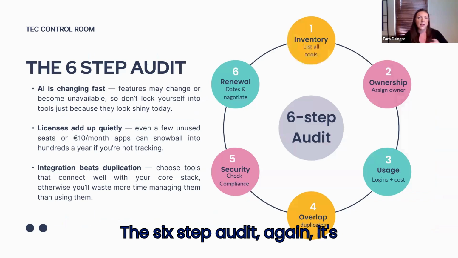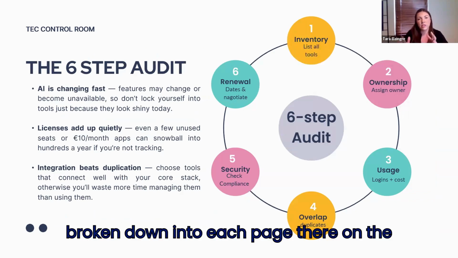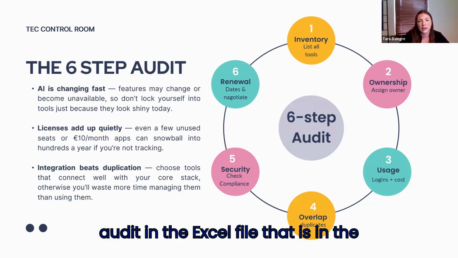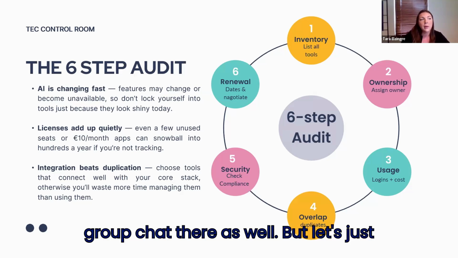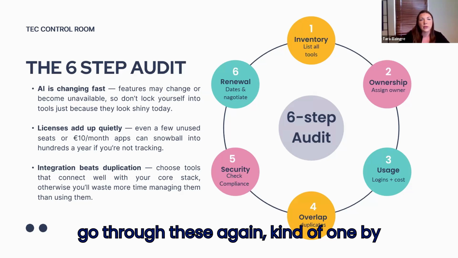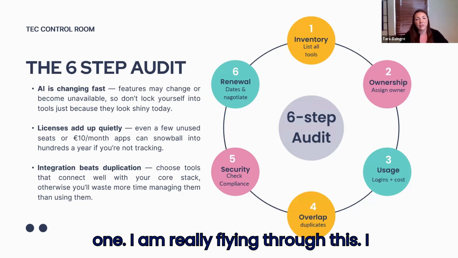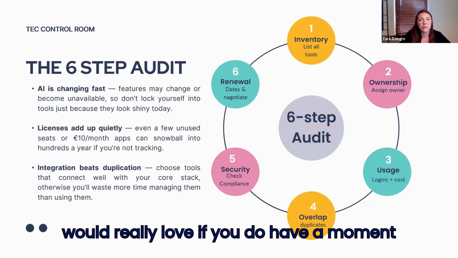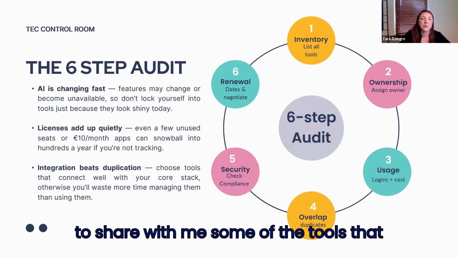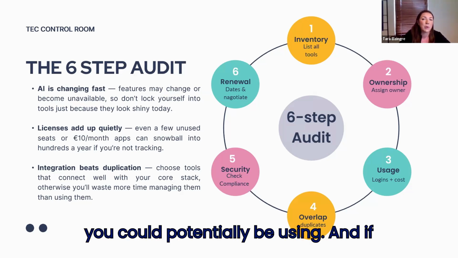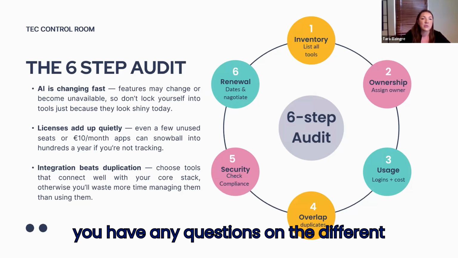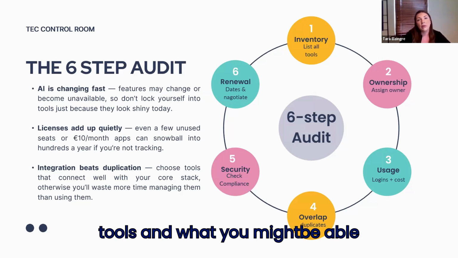The 6-step audit, again, is broken down into each page on the audit in the Excel file that is in the group chat there as well. But let's just go through these again, kind of one by one. And I am really flying through this. I would really love it if you do have a moment to share with me some of the tools that you could potentially be using, and if you have any questions on the different tools and what you might be able to use them for.